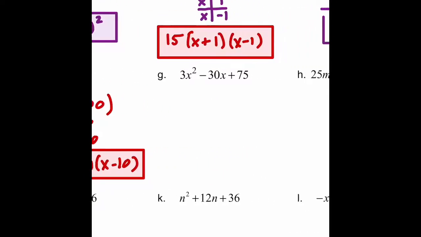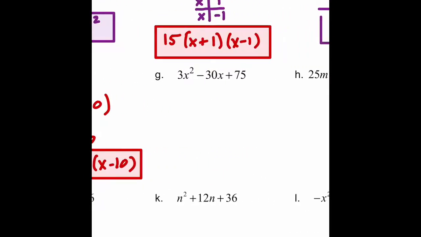And we'll keep going to letter G here. And for this one, I'm going to start by factoring out a 3. So I'll factor out a 3, and that's going to leave me x squared minus 10x plus 25. So we end up there, and then we're going to t-chart what's remaining there, and I'm actually going to leave that one for you to work out on your own here, right? So I got you started by giving you the GCF, and then I'll let you finish that one up.